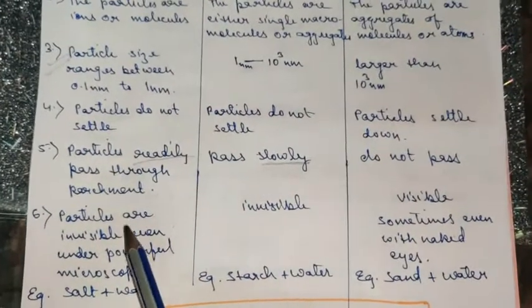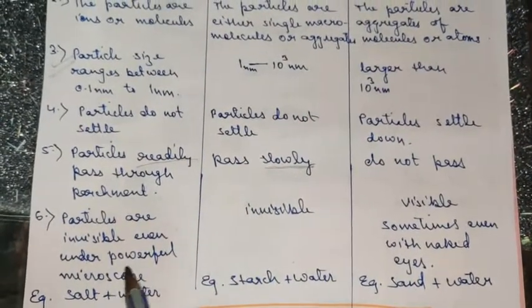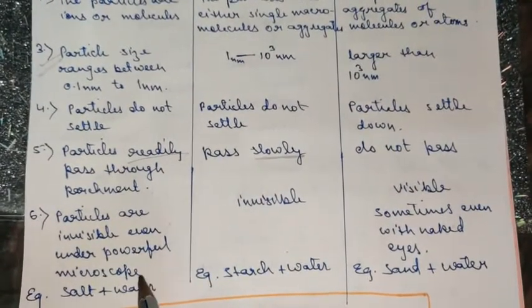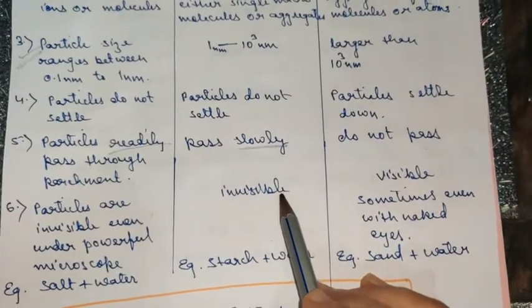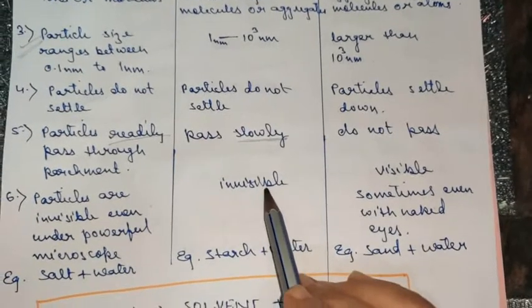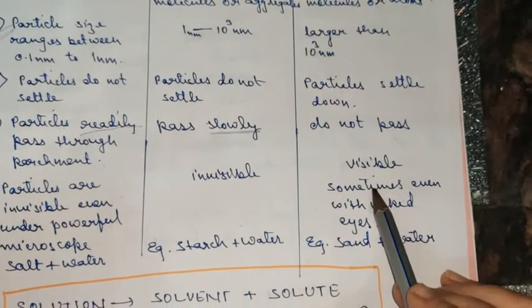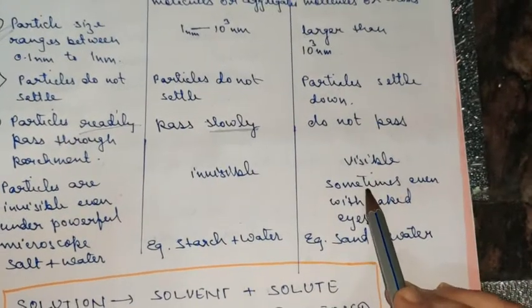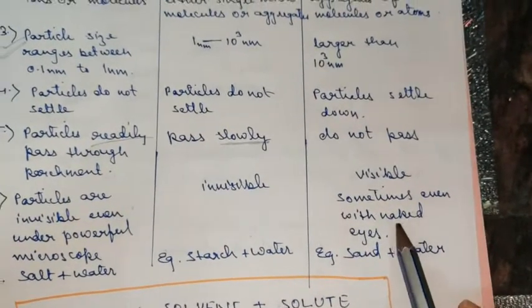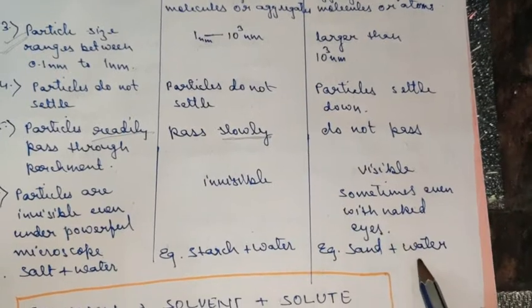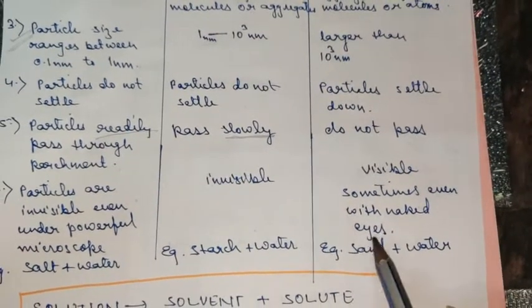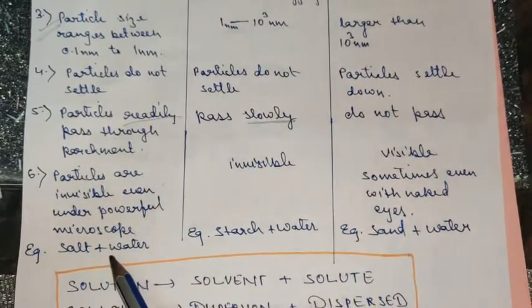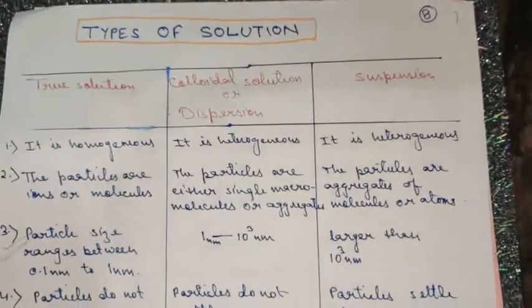Then sixth point is particles are invisible even under the powerful microscope. You cannot see the particles of a true solution even under powerful microscope. Similarly, in case of colloidal solution, the particles are not visible, and in case of suspension, they are visible. Even you can see them sometimes with naked eyes. Like the example that I took is sand in water. These particles, the particles of sand, can be easily seen with your naked eyes also. So here is the example. I hope the difference is clear.